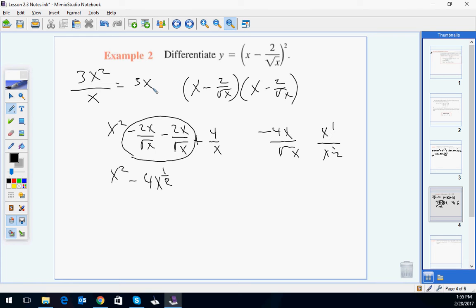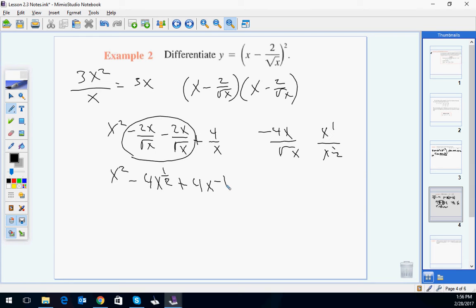Okay, and then to write this one with exponents, it would be plus 4x to the negative 1. Now I have them all with exponents. Okay, I have them all with exponents, so now I can drop them. Okay, we can do our power rule.